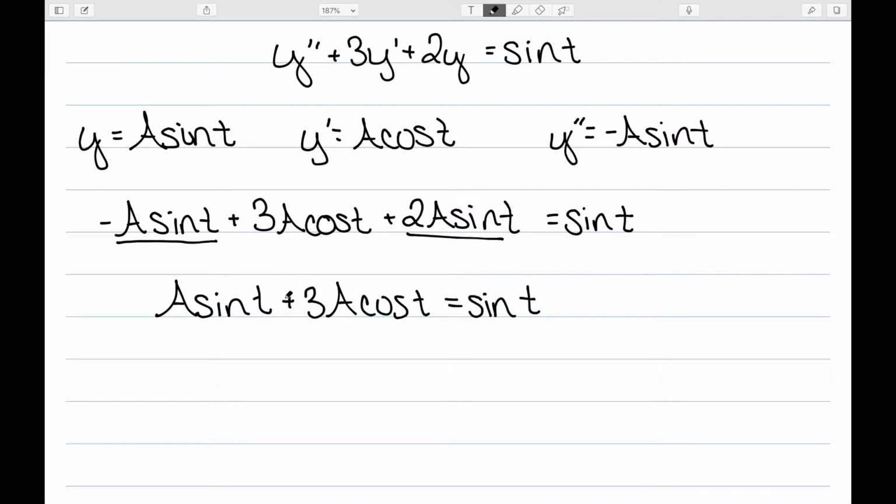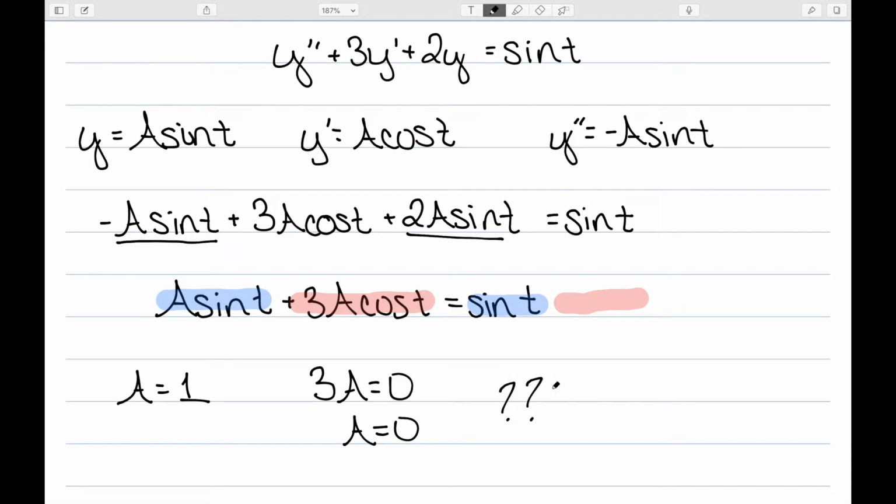And just like with polynomials, we need to look at coefficients. Here's a sine t term and a sine t term, so their coefficients need to match. That would tell me a is equal to 1. I also have a cosine term on the left, and there's no cosine term on the right, so that would be a 0. That gives me 3a is equal to 0, or a is equal to 0. So once again, I have a is equal to 1 and a is equal to 0, which is impossible. So I did not pick a good value for y.